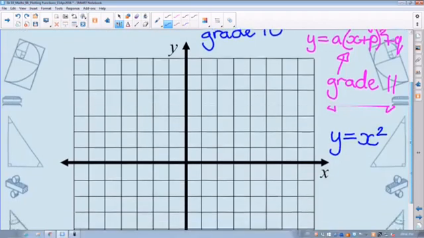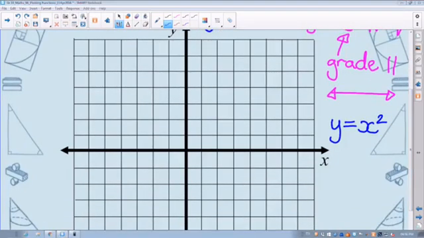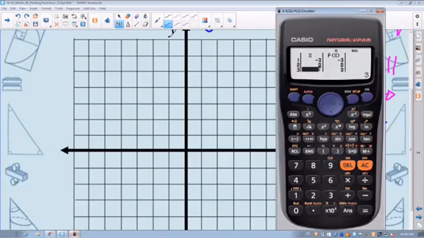Now, we can do this using a normal table without too much hassle. We could say x and y, substitute negative 2 in for x, and what is negative 2 squared? It's going to be 4. But this takes quite a bit of time, so I'm going to just go back to my calculator, and I'm going to change this to x squared.